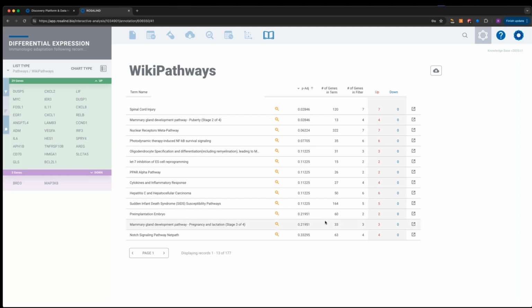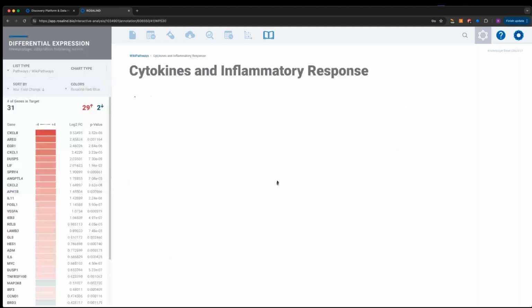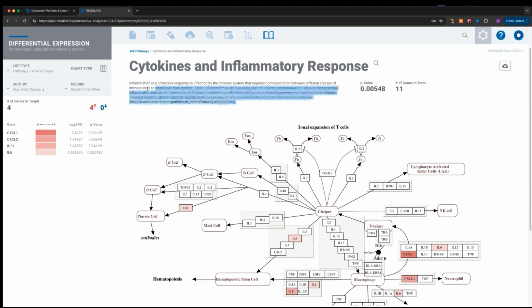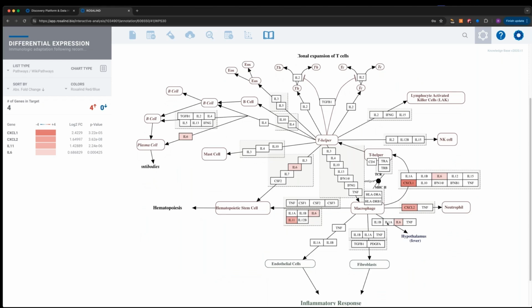And what's really cool is we have pathway visualizations and pathway diagrams. So you've probably seen these before. So let's say I'm interested in cytokines and inflammatory response because I understand my drug here, amphiregulin, is important in potentially modulating the immune response or the inflammatory response. So let me click on this golden magnifying glass, and I'm going to open up a diagram of this pathway, and that's shown here. So we have a nice description of the biological function of this pathway here, and this is a nice visual representation as well.